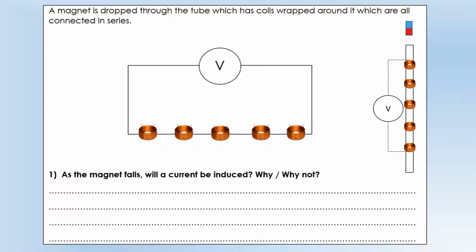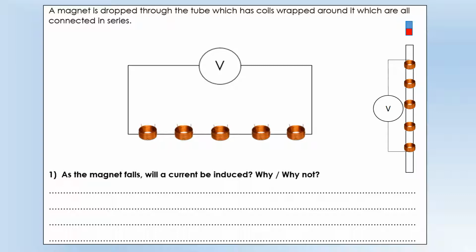Let me give you a scenario. On the right hand side we've got a diagram of this setup. We've got a magnet at the top, it's dropped through a tube that has coils wrapped around it. You can see it has these 5 coils, connected in series, one to each other, and across all of them is this voltmeter. In circuit diagram form, it looks like what you can see on the left: 5 coils in series with this voltmeter.